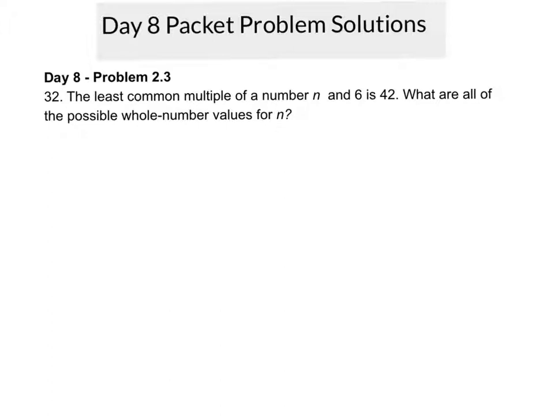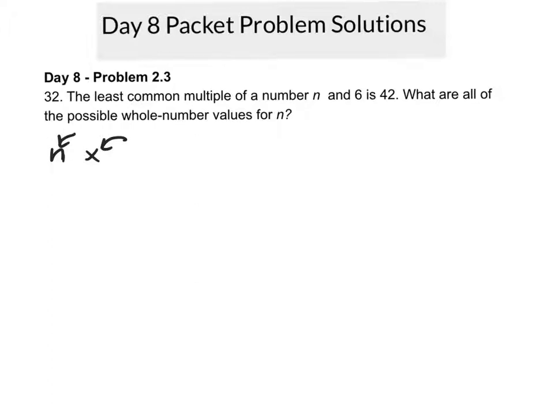It says the least common multiple of a number n. That's kind of confusing right off the bat. A number n, so there's a number hiding underneath n. So n is just a variable. So when you see an n or an x, that means there's a number hiding under there, and it's your job to figure out what it is.